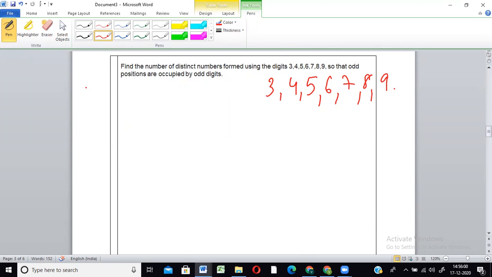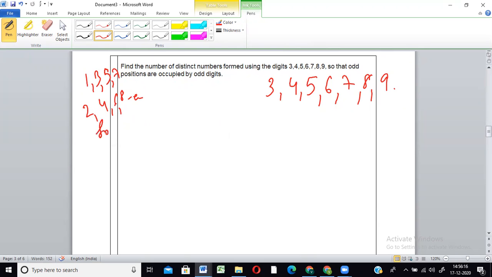What do you mean by odd? By the way, these are all odd, right? 1, 3, 5, 7, 9 are all odd. Evens means 2, 4, 6, and 8 are all evens. So right now the question is only talking about odd positions occupied by odd digits. So let us first come to those.